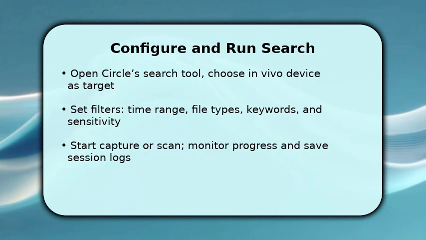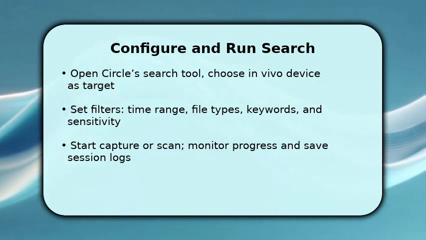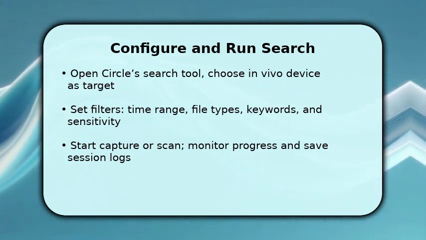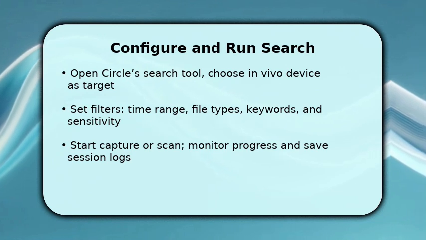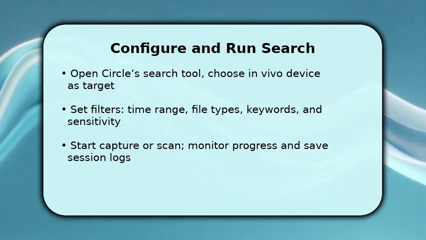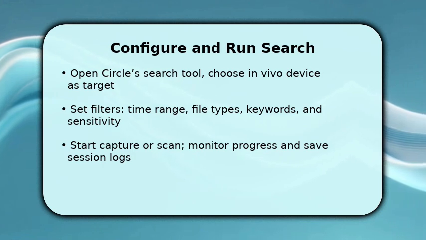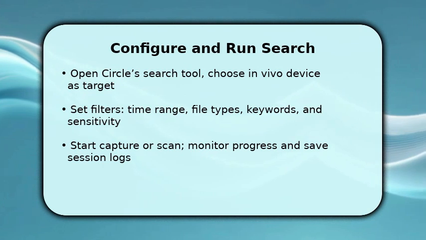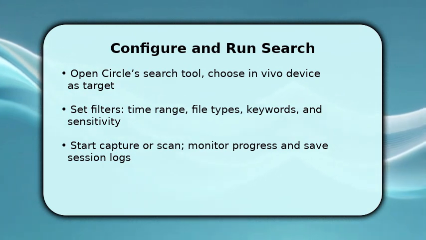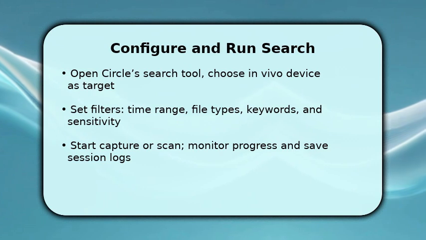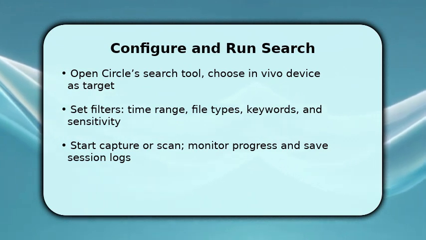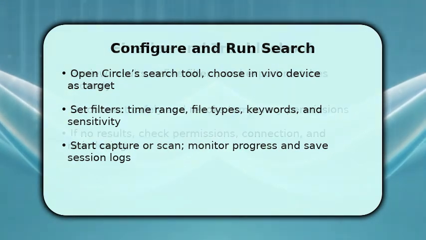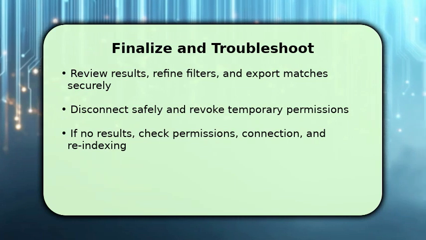You now configure the search parameters to focus results and reduce noise. First, open Circle's search tool and select the Vivo phone as your target device. Then set filters, time range, file types, keywords, and sensitivity, so the tool only indexes relevant items. Once configured, start the capture or scanning routine and watch the progress bar. Intermittent drops are normal, but note failures. Make sure to save session logs and export interim results if you need to pause and resume later without losing content.